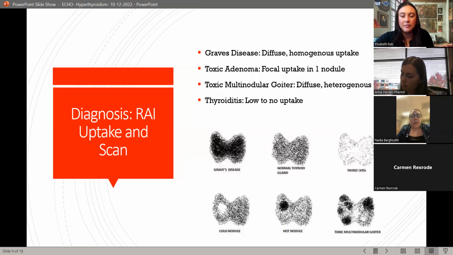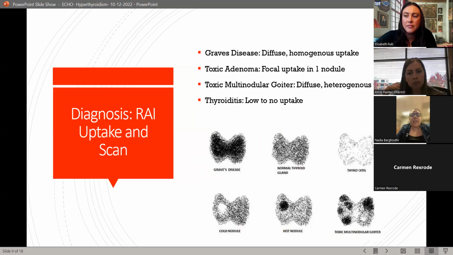This is what radioactive iodine uptake scans look like. This is kind of a cartoon picture, so it's not exact. But in Graves' disease, you'll see something called diffuse homogeneous uptake, meaning the whole gland lights up because the antibodies don't just pick at certain areas, they attack the whole gland and make it produce extra thyroid hormone.